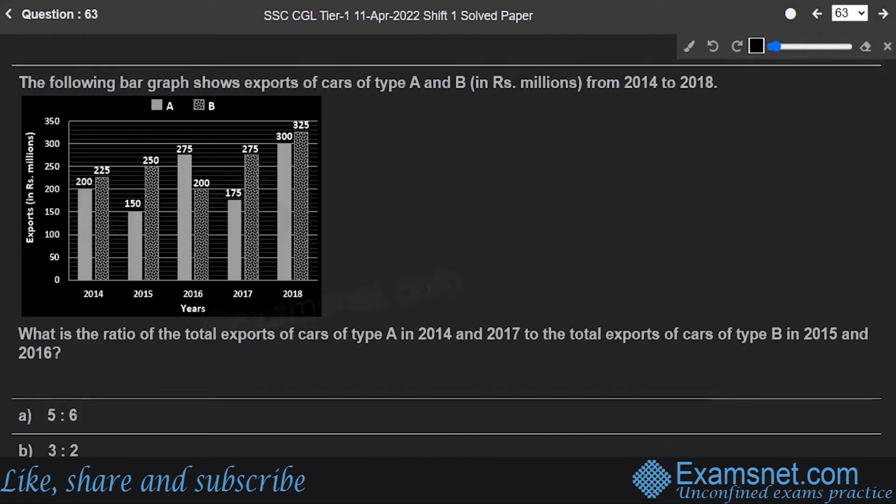So here is a bar graph which shows exports of cars of type A and B in million rupees from 2014 to 2018. So you have to answer the question. What is the question? See, what is the ratio of the total exports of cars of type A in 2014 and 17 to the total exports of the car of type B in 2015 and 16?